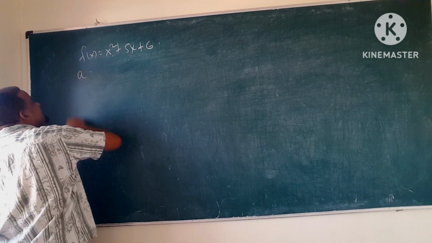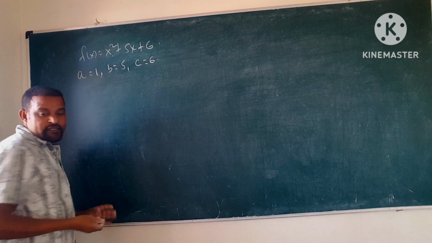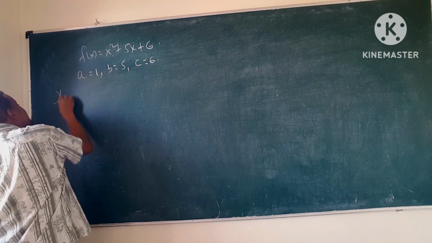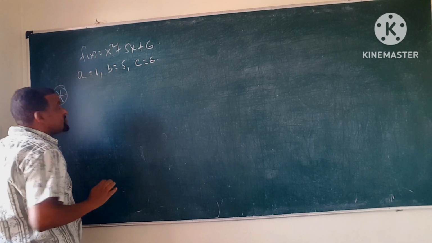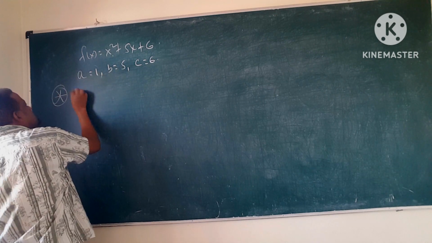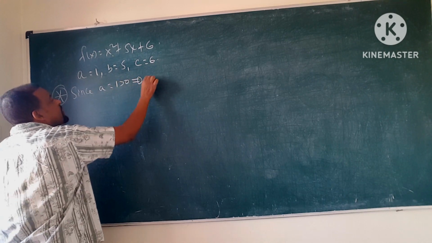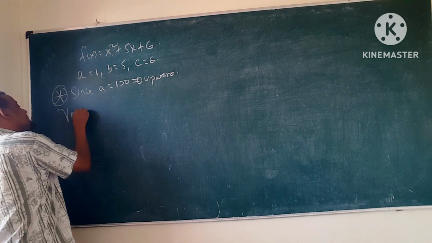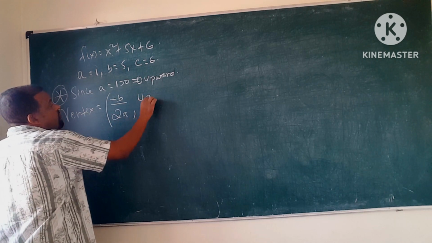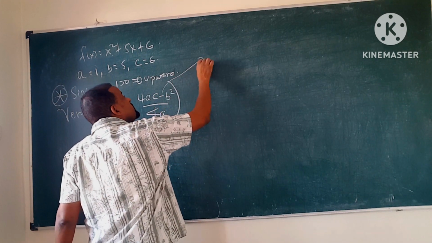So what is a? a is 1, b is 5, and c is 6. Now your first task is to find the vertex. The parabola is opening upward, no problem at all. Since a is equal to 1, greater than 0, it is an upward parabola. Now what is the vertex? According to the given formula, the vertex is negative b over 2a, comma, 4ac minus b squared over 4a.